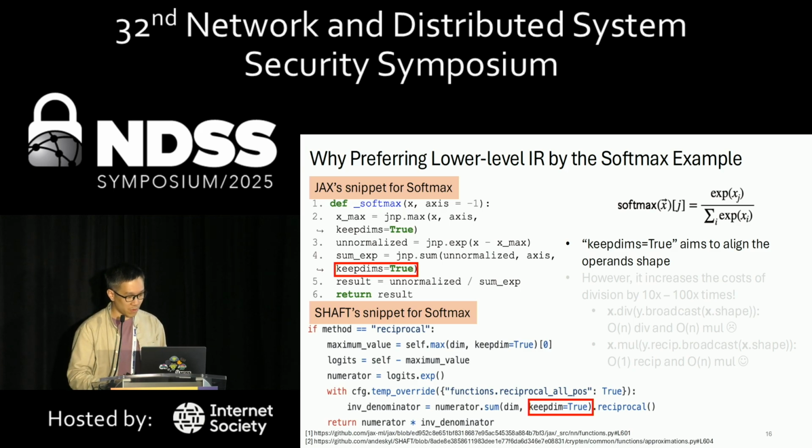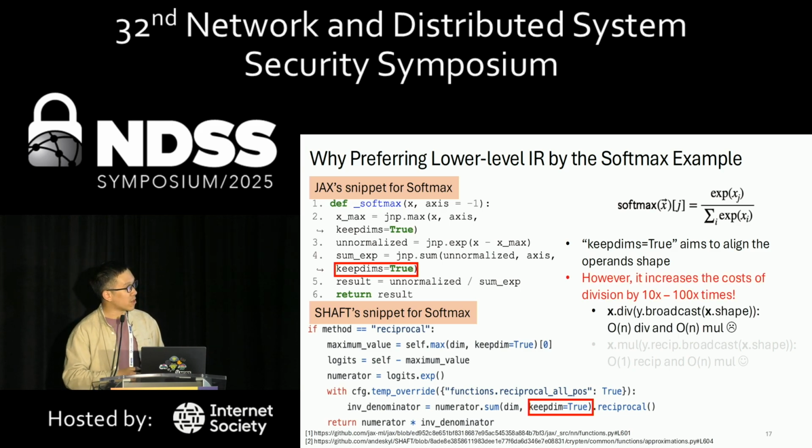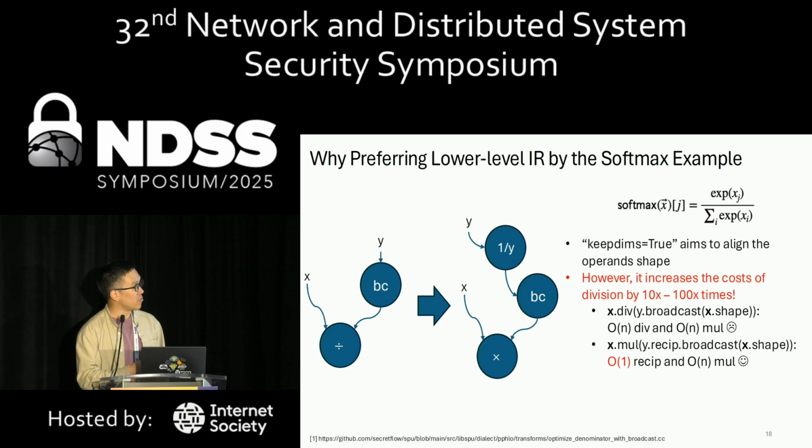It's very common code used by machine learners to align the operand shape. However, it will increase the cost of division by maybe 10 or 100 times because we expand from one scalar to a large vector. A better way is to replace it. If a computation graph is possible, we can rewrite the IR before we execute it. Like we can replace the division by a multiplication and add one inverse before we do the multiplication.